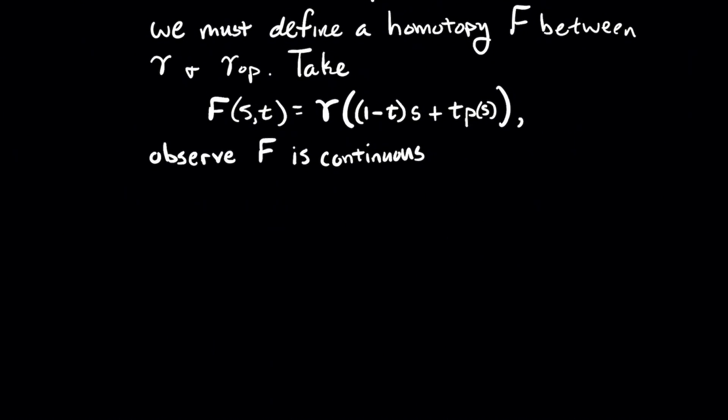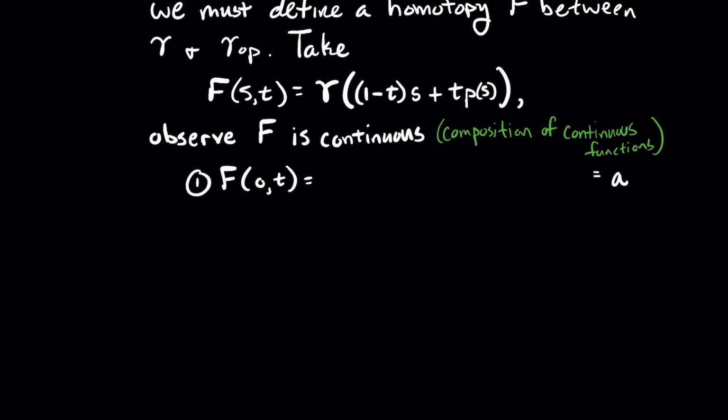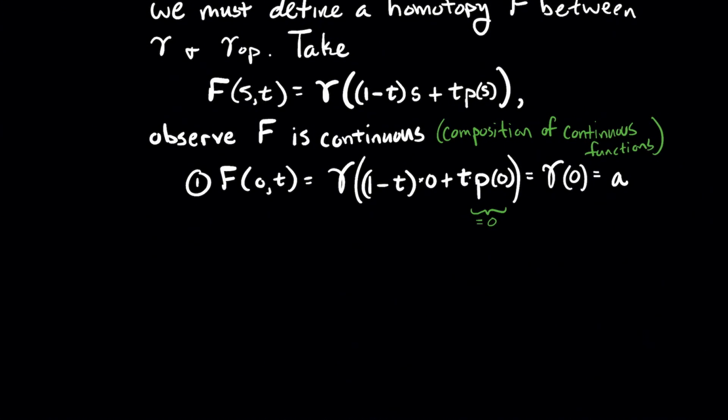Observe f is continuous since gamma is continuous, and the input is some linear thing that's continuous. So it's a composition of continuous functions. And let's go ahead and satisfy our four conditions for what it means to be a homotopy according to the definition. Well, f of 0, t, is it A? When you plug in 0 for s into our formula above, I know that p of 0 is 0 by definition of p. So this just reduces down to gamma of 0, and gamma is a path that starts at A. So that's why that equals A.